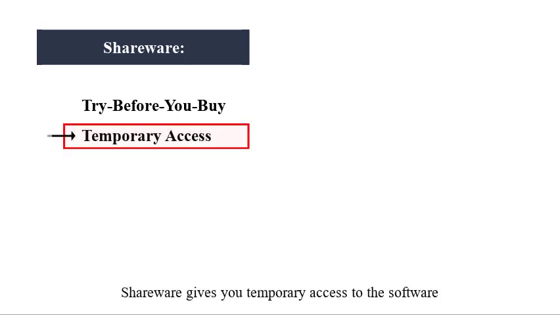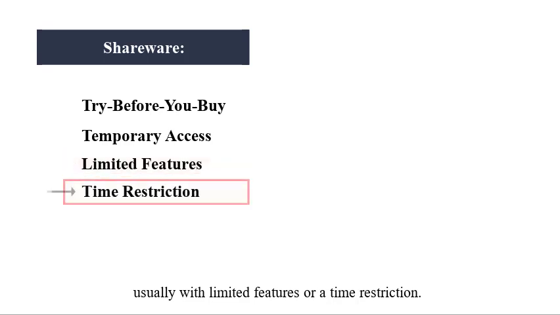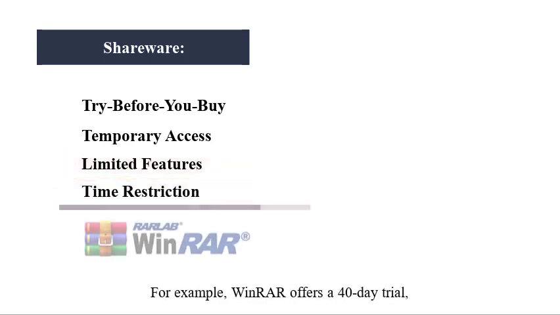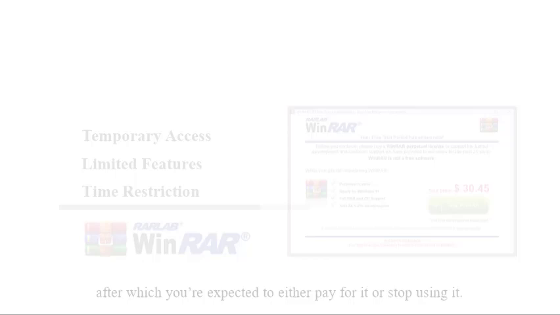Shareware. Think of this like a try-before-you-buy model. Shareware gives you temporary access to the software, usually with limited features or a time restriction. For example, WinRAR offers a 40-day trial, after which you're expected to either pay for it or stop using it.